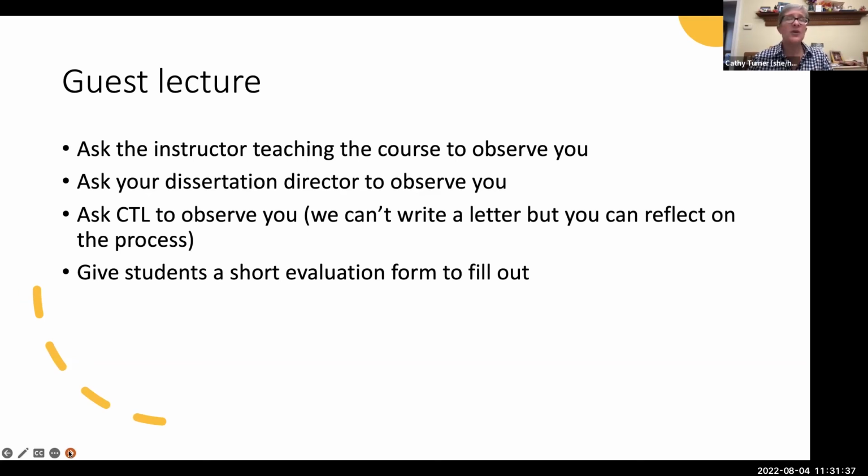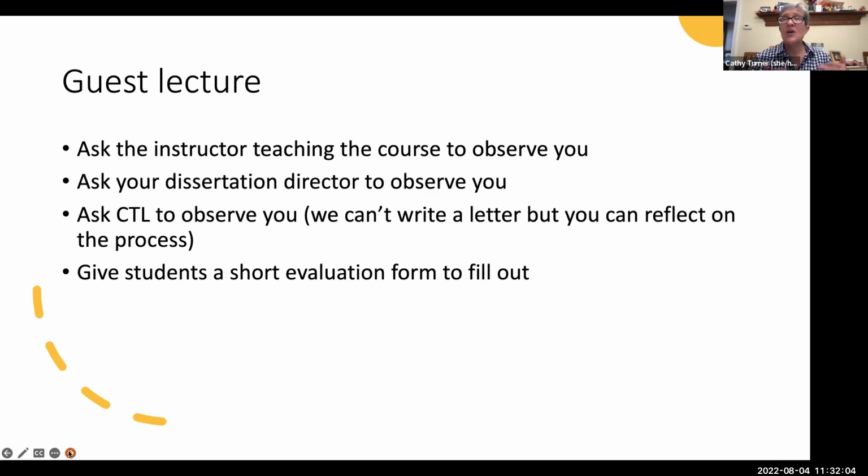Ask your dissertation director or somebody who's going to be writing a letter to observe you. You can also ask CTL to come in and observe you. We can't write a letter, but you can reflect in your materials on the process. You can talk about how, as a result of getting this CTL feedback, I have done this, or I'm thinking about doing this for my future classes.